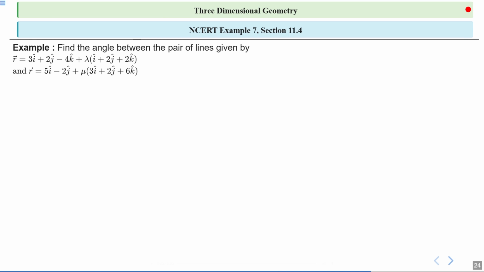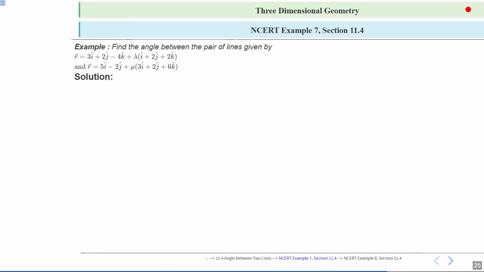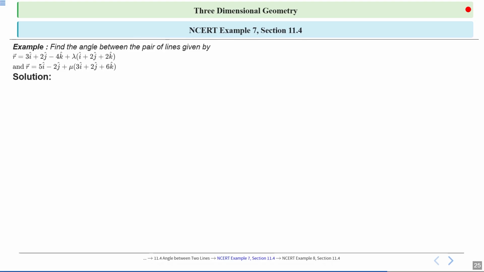Now let's look at an example. In this example, we have to find the angle between the pair of lines given by vector r equals 3i cap plus 2j cap minus 4k cap plus lambda times i cap plus 2j cap plus 2k cap, and vector r equals 5i cap minus 2j cap plus mu times 3i cap plus 2j cap plus 6k cap. So first of all, try it yourself and then see the solution. So let's see how to approach this example step by step.